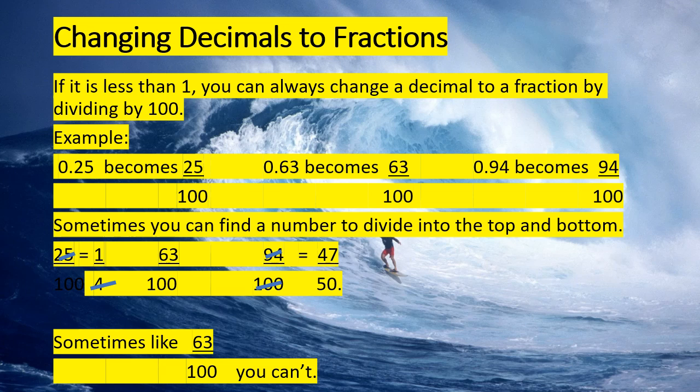Sometimes, of course, you can find a number to divide into the top and the bottom. So out of the examples we looked at, 25 over 100, you can divide by 25 and that becomes 1 over 4. 63 divided by 100, you cannot divide again. And 94 divided by 100, you can divide by 2 and it becomes 47 over 50. But sometimes, like with 63 over 100, you can't do it.